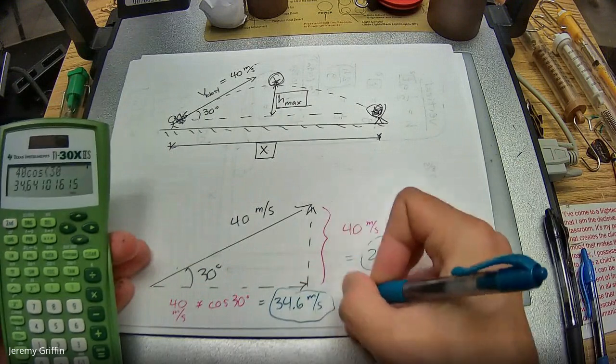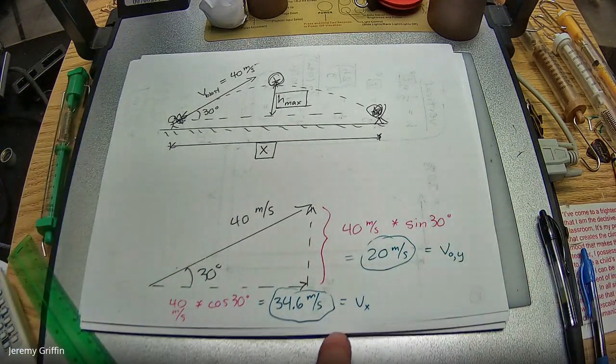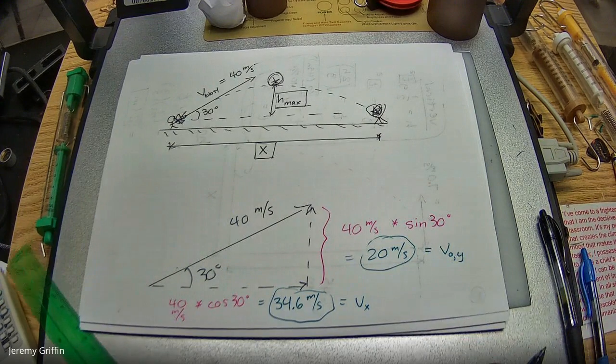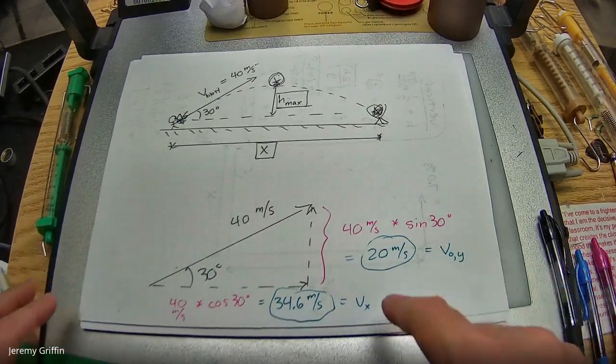Right? And that is V sub x, which stays the same all the way across the field because it's not accelerating right and left. Ignore air drag, that would be true. Gravity doesn't pull right and left. All right, so we got that.